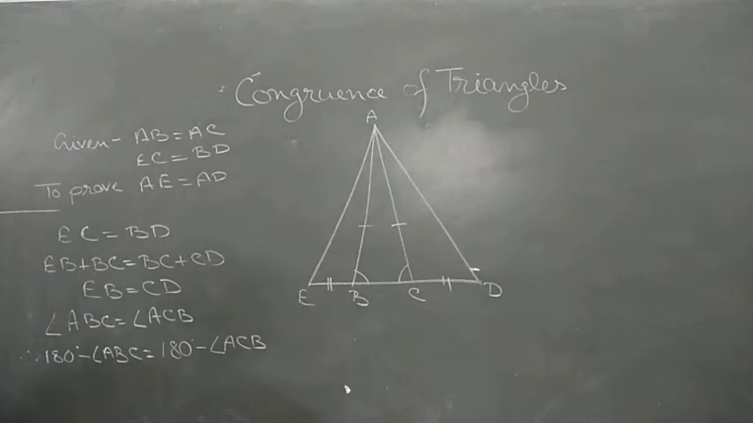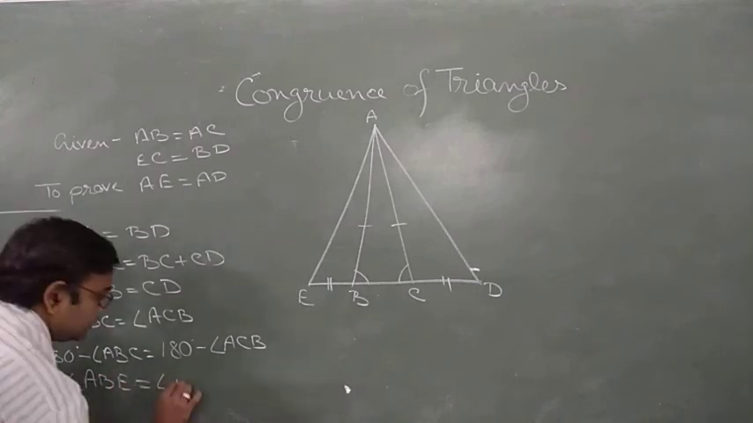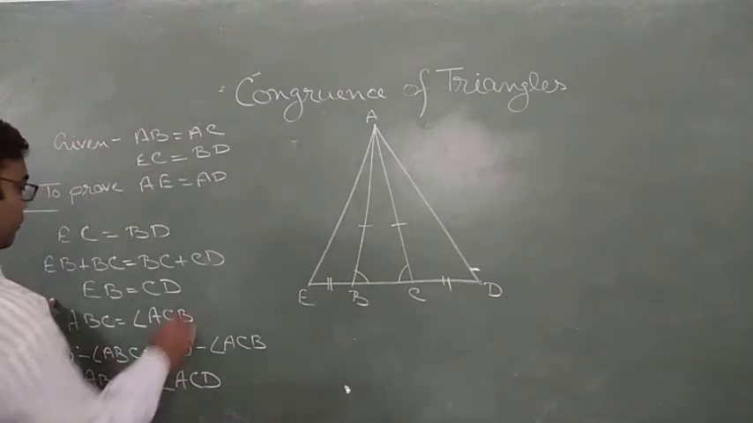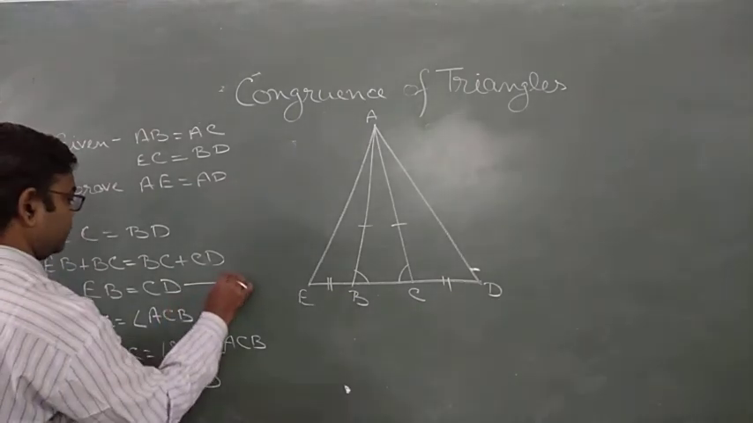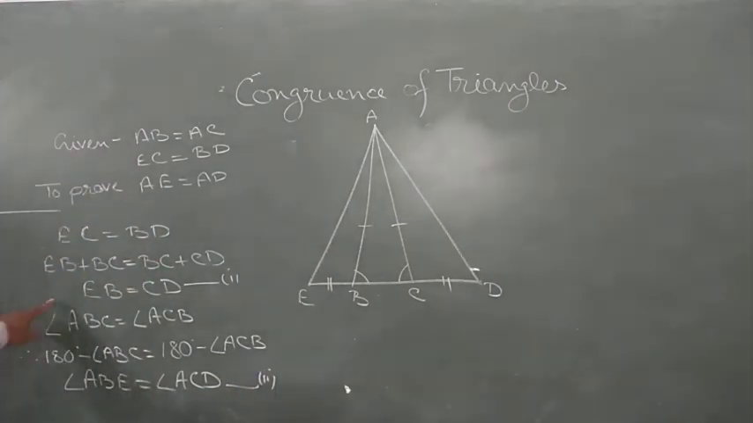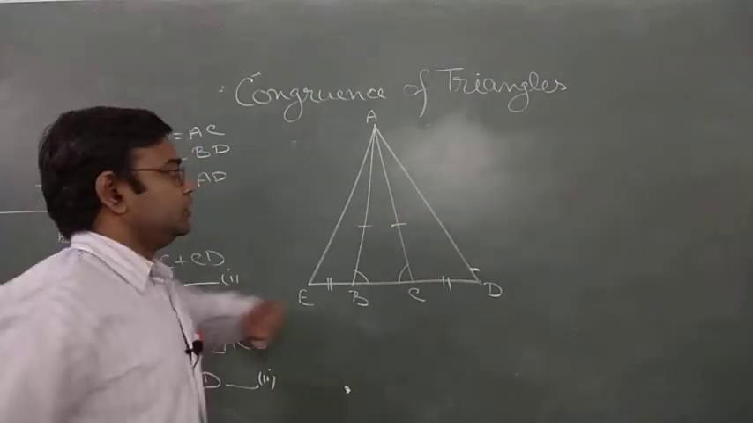Okay, let's start. Then what does this signify? This signifies that angle ABE equals angle ACD. These two we obtain. We first obtain this thing, suppose it's 1, and this thing 2. Now we are going to try to prove that these two are equal. So let's start.